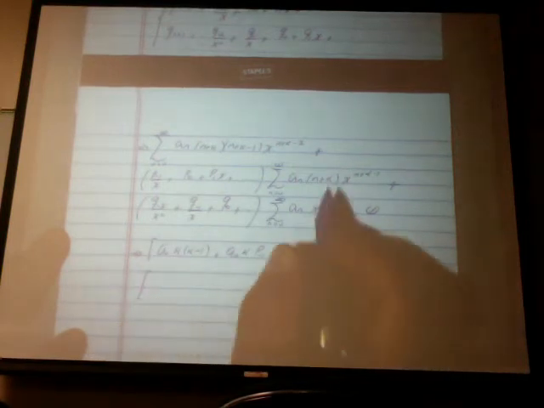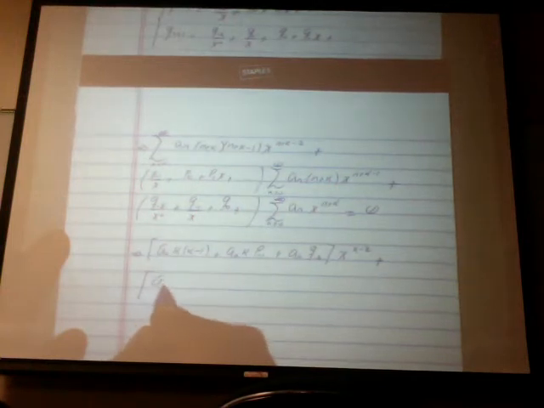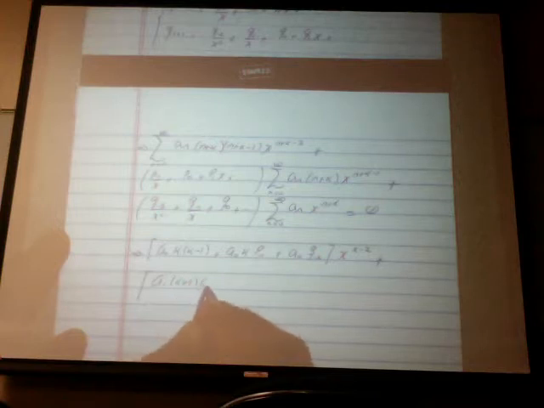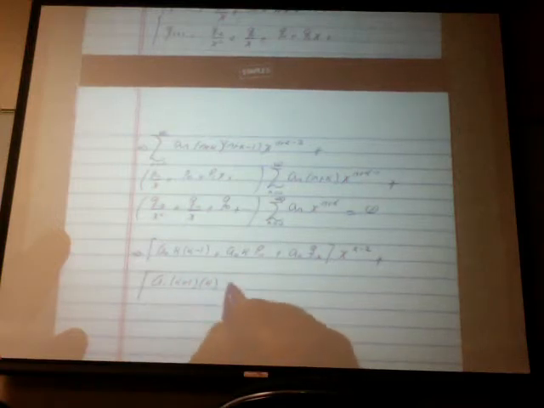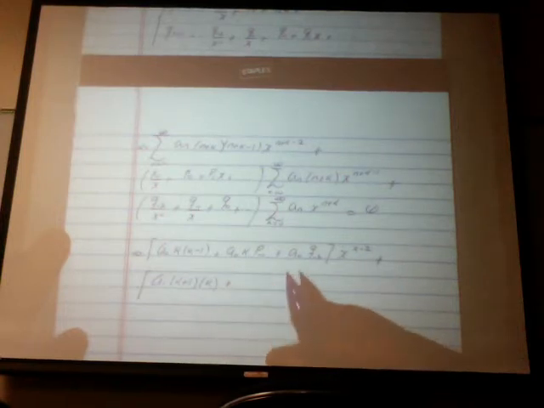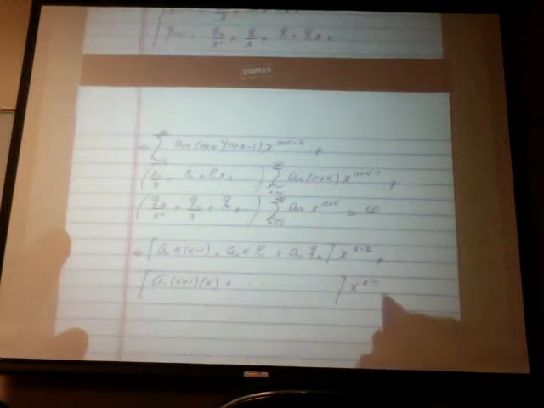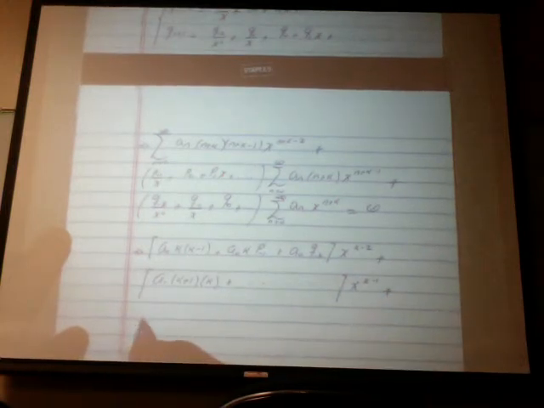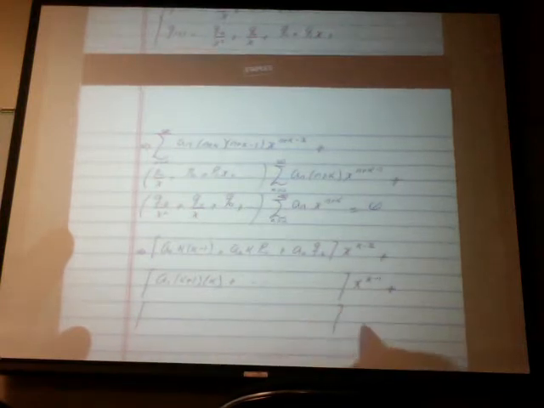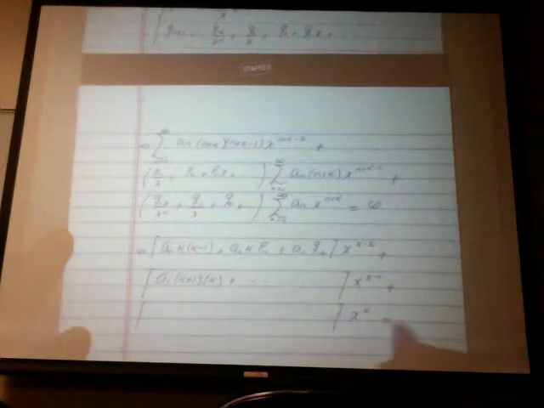Now I'm going to evaluate the second term of the series. When n is equal to 1, I get a1 times (k+1) times k plus, and this is not really important, you can figure this out, (k-1) plus anything that multiplies x to the k, and all of that is equal to 0.